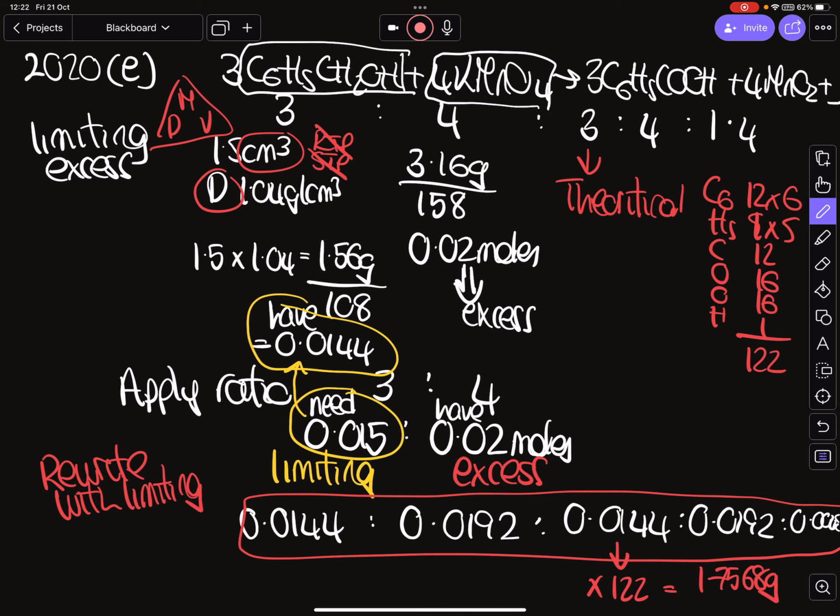When I do that, I should get 1.7568 grams. I am going to look at my question for significant figures. So up here, 1.04 is 3 significant figures. So I'm going to turn that 1.756 into 3 significant figures. So 1.76 grams is my theoretical yield of benzoic acid.